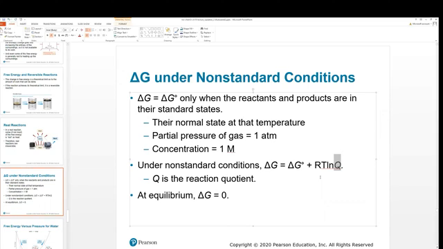Now, if Q is 1, that could mean multiple things compared to K. But if Q is 1, that means the concentrations of both reactants and products are about equal. And this whole expression will be 0, and G will be equal to G naught. So we can say that in a standard condition, where there's no concentration gradient between reactants and products and no net movement in the reaction, G naught equals G.